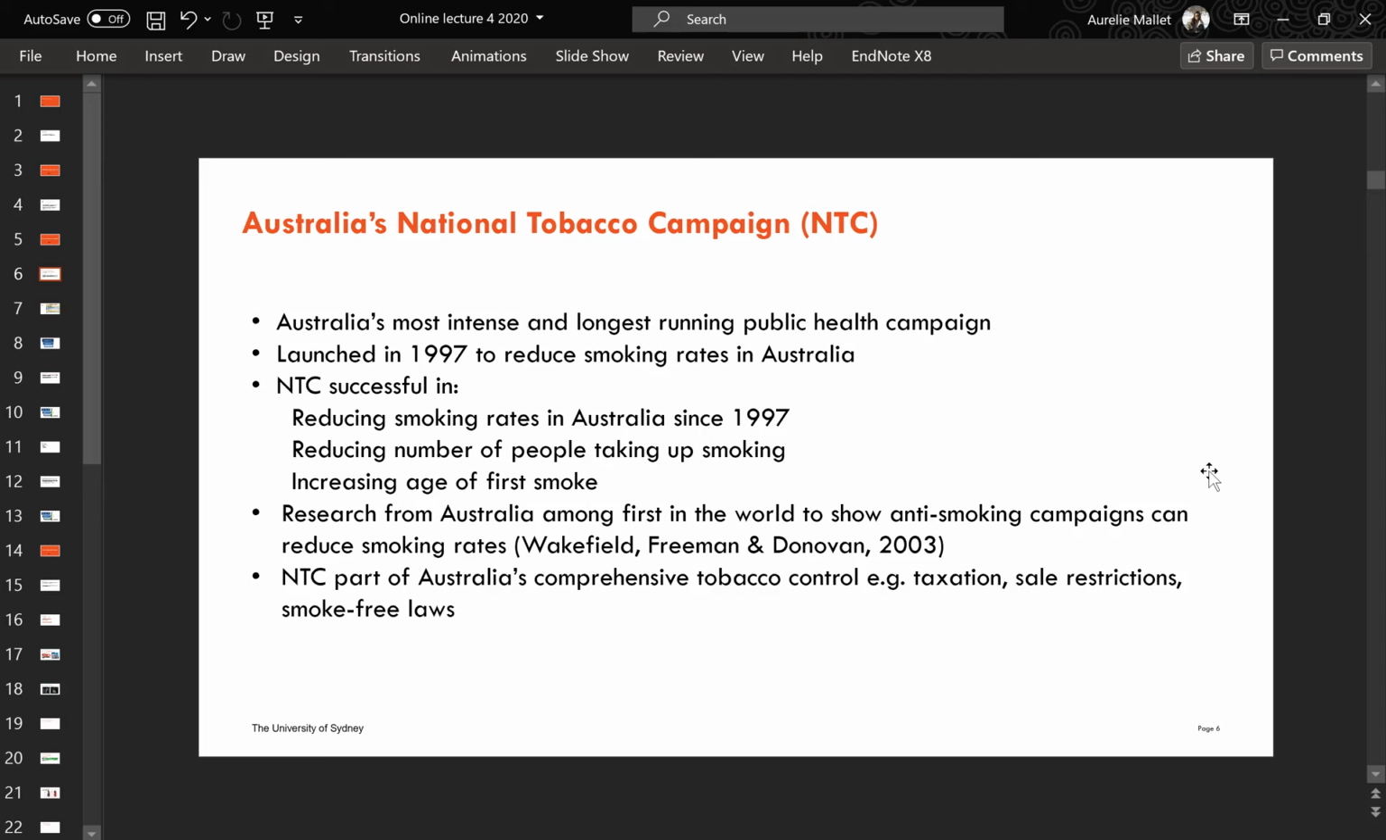There are certain groups of people where smoking rates are still quite high, and in some cases where it hasn't budged at all since the introduction of the NTC. But broadly speaking, the campaign has been successful. So its aim was to reduce smoking rates in Australia, and it has done that, just broadly speaking.